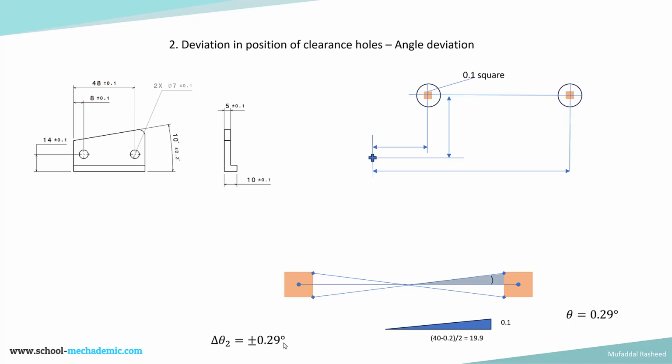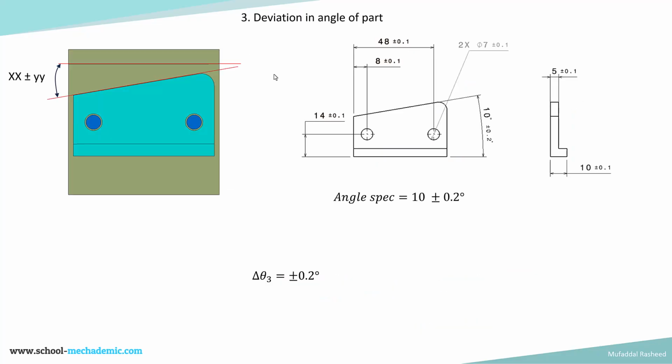So this is just to get a feel of what kind of deviations will occur. The third source of deviation is the deviation in the angle of the part itself because of part manufacturing, the change in angle of the profile of the edge, which is this angle shown, 10 degrees plus or minus 0.2. Of course it can be manufactured at perfectly 10 degrees, but it will have variation because of the manufacturing process. So that is the plus or minus 0.2 degrees, and we can take that directly as the third source of deviation, plus or minus 0.2 degrees.